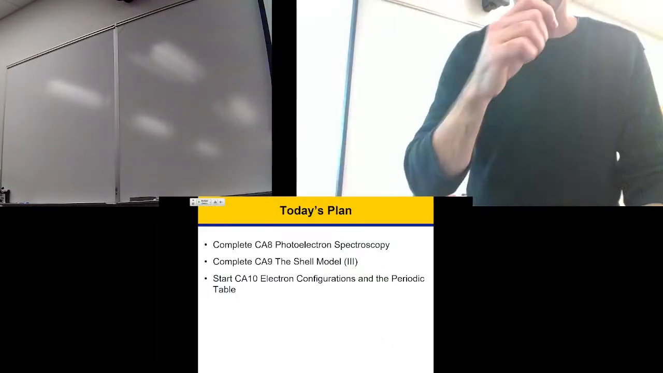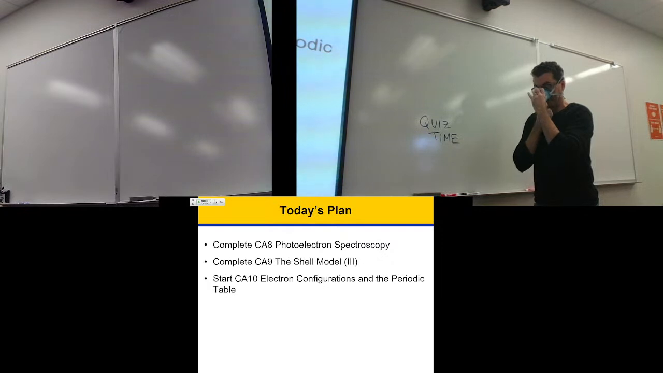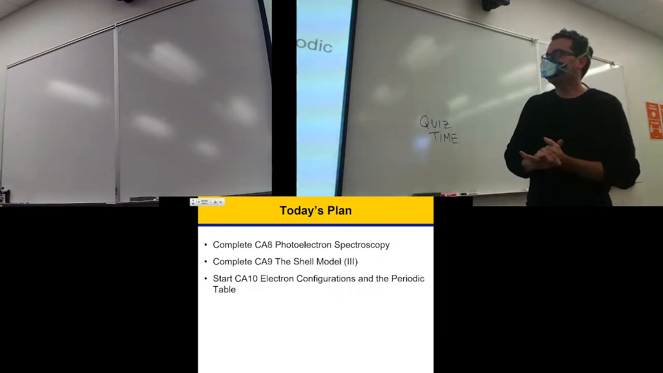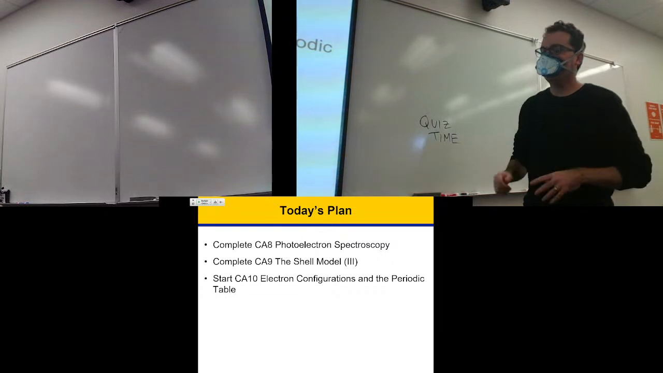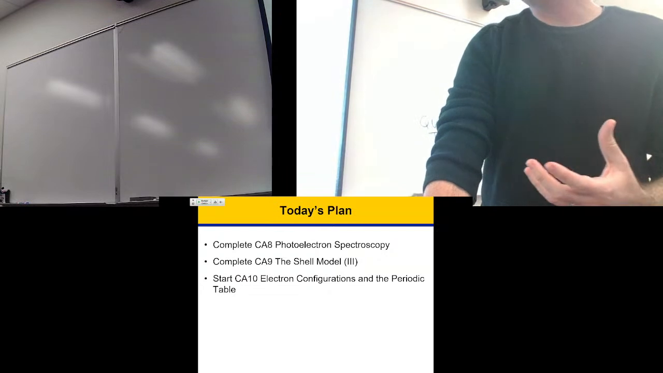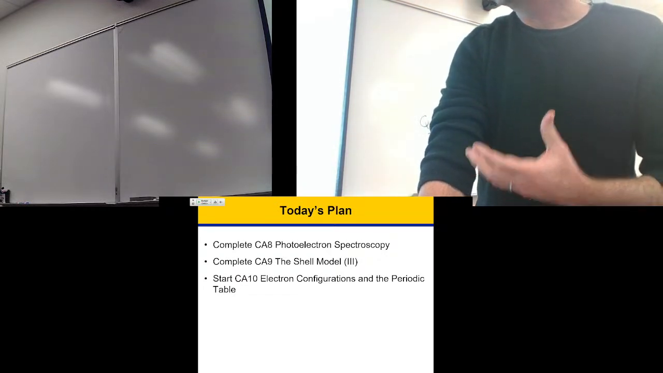So we started talking about photoelectron spectroscopy. And I think we're going to look at some real examples in a second after reviewing it, and then we're going to revise our model, and then take it to the next level and talk about electron configuration.